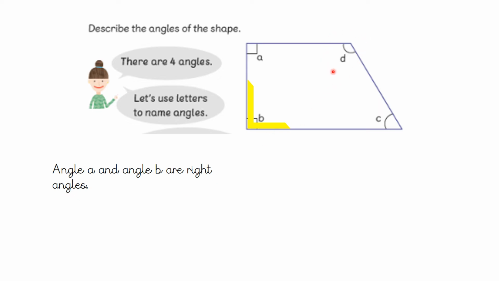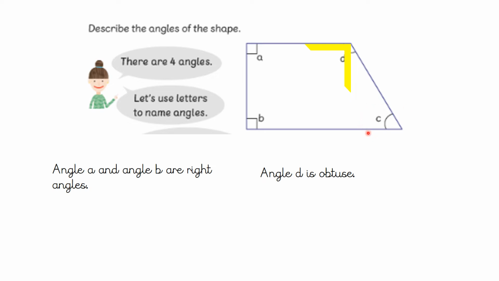Let's look at angle D. This angle looks greater than a right angle. So we call this type of angle obtuse. I can use my right angle checker again and I can see I was correct. It's larger than a right angle, so it is obtuse.